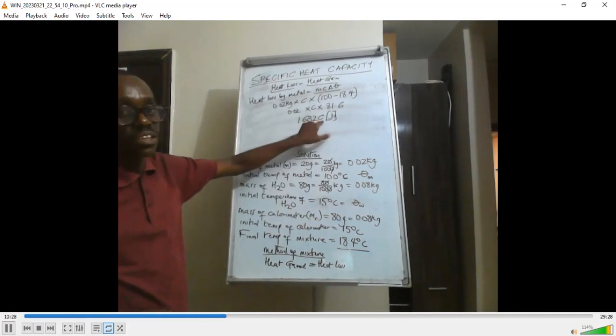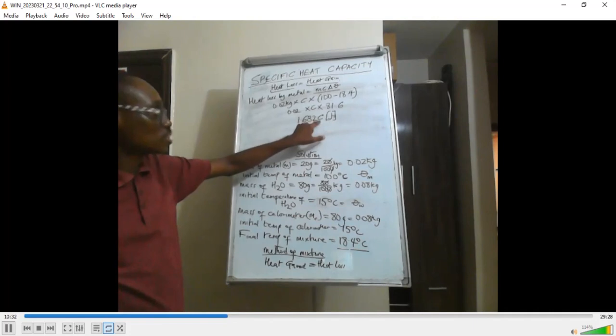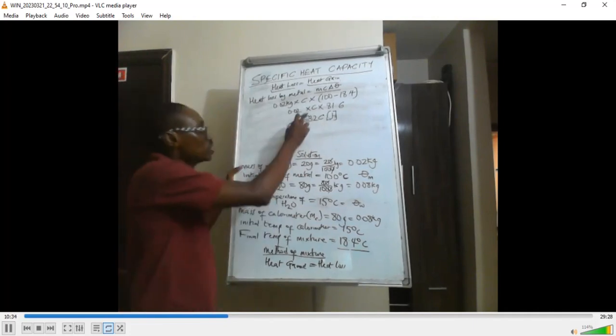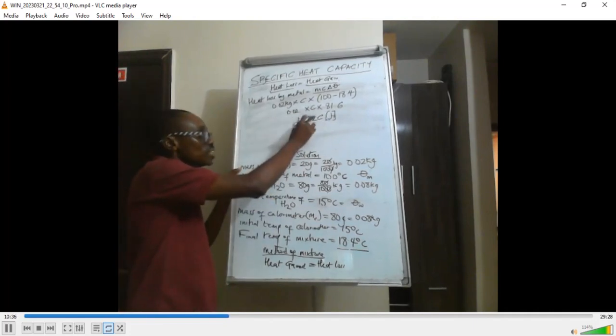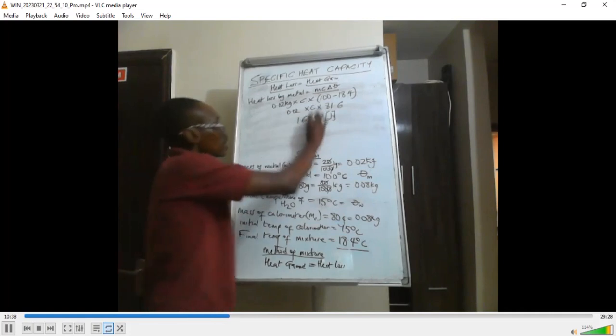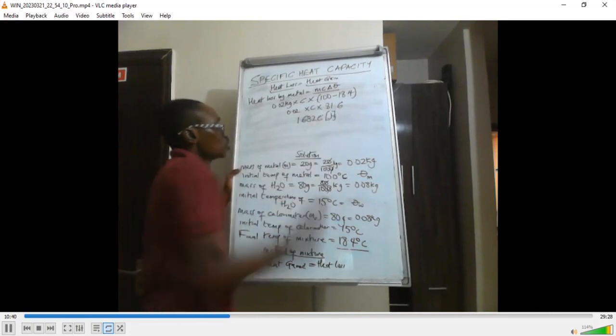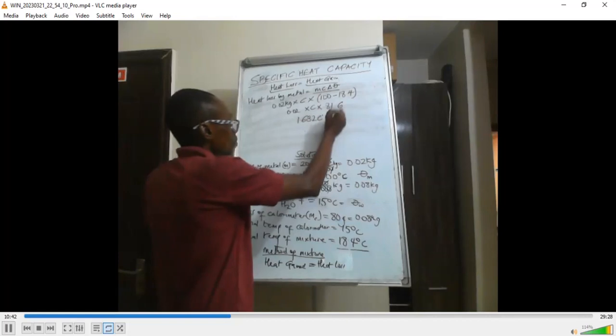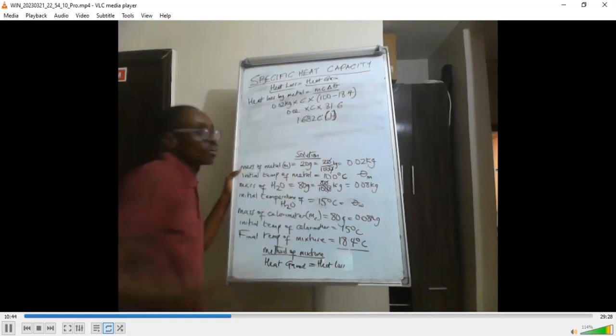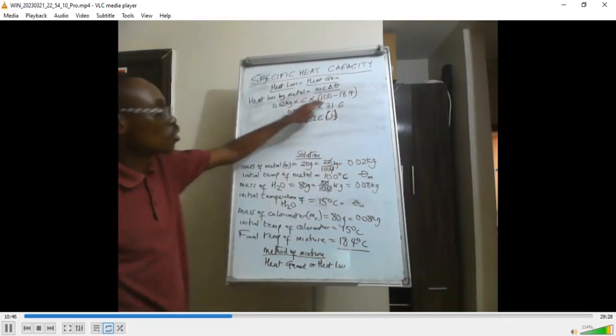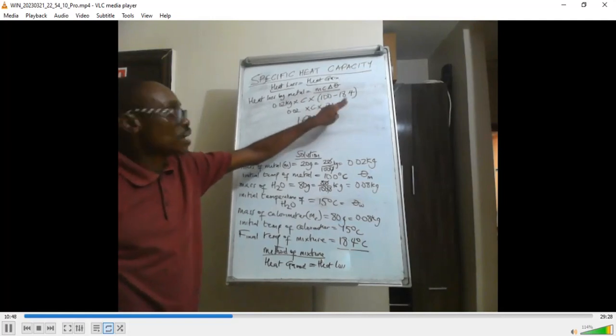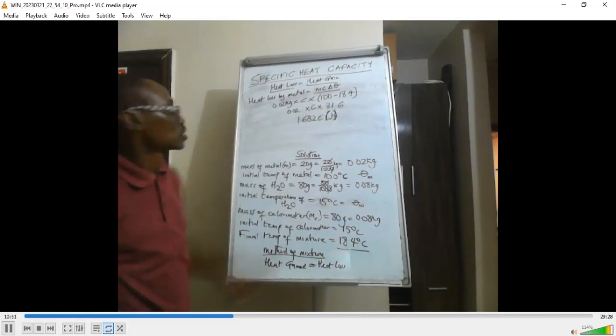c is unknown, so this is not completely solved. We are looking for c, so we leave it this way: 1.632 c joules. This is the heat lost by the metal in cooling from 100 degrees Celsius to 18.4 degrees Celsius. Okay.